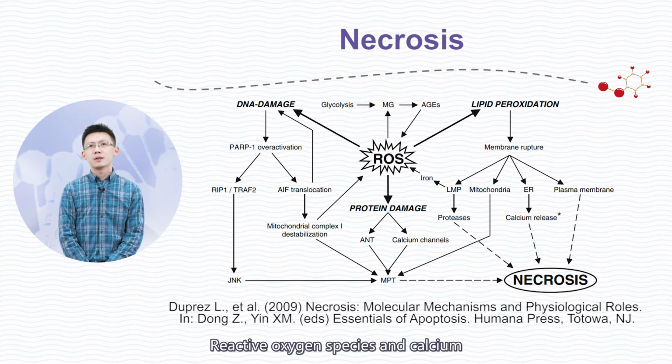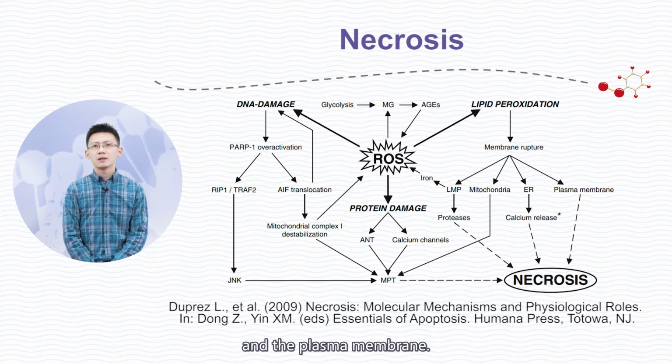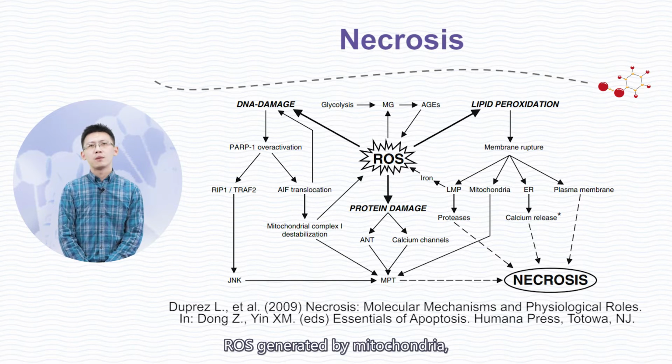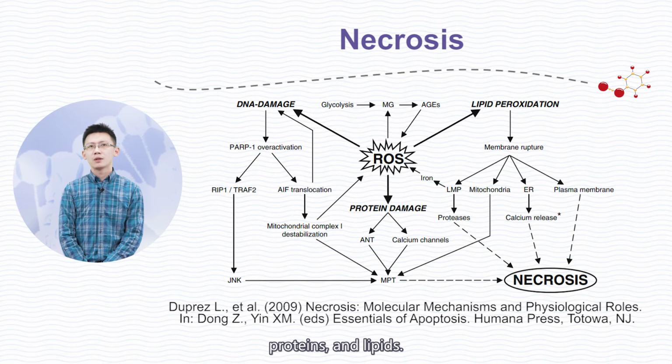Reactive oxygen species and calcium are important mediators of necrosis, but several other mediators have also been described, such as phospholipids, calpains, ceramides, and so on, all of which contribute to the disruption of organelles and the plasma membrane. ROS generated by mitochondria or elsewhere in the cell can cause damage to cellular macromolecules, including DNA, proteins, and lipids.